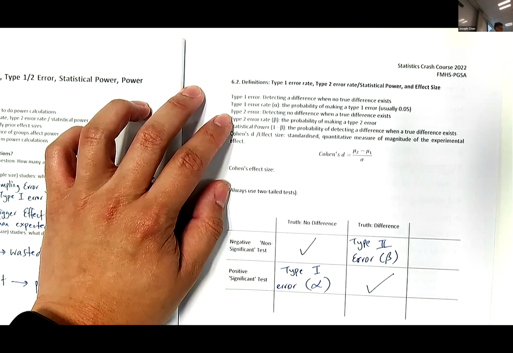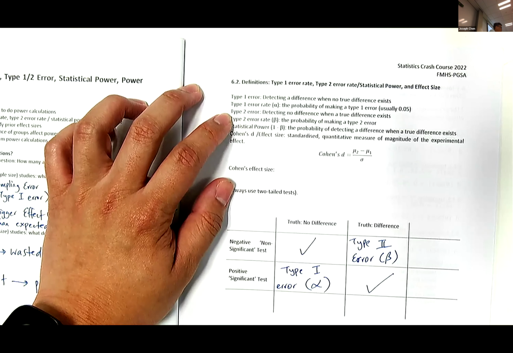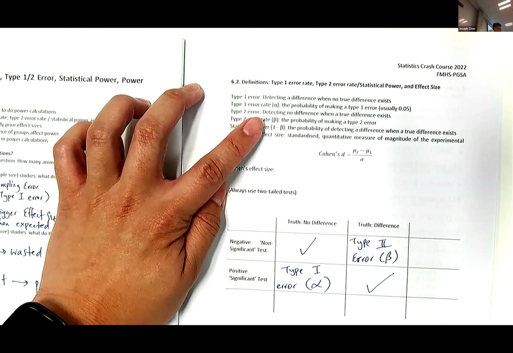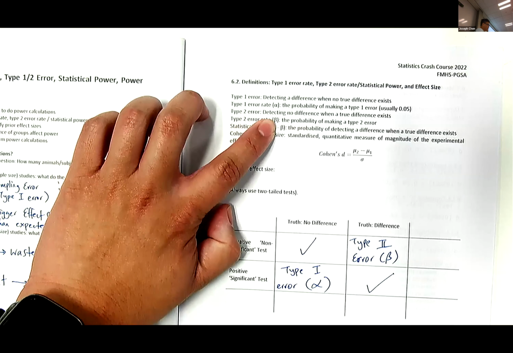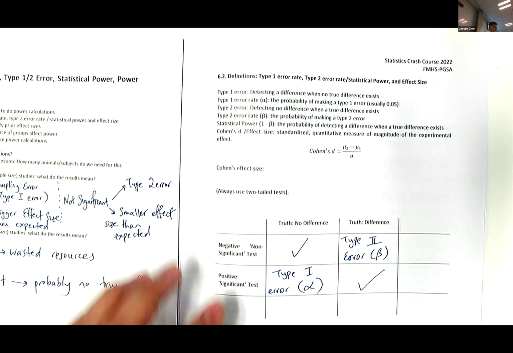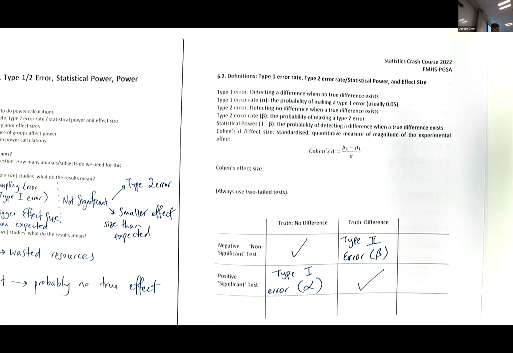Type 2 error is detecting no difference when a true difference exists. And type 2 error rate, beta, is the probability of making a type 2 error. Now, type 1 errors are much more visible and much more obvious because when you do a t-test, you're given a p-value and you can determine 5% is the cutoff.